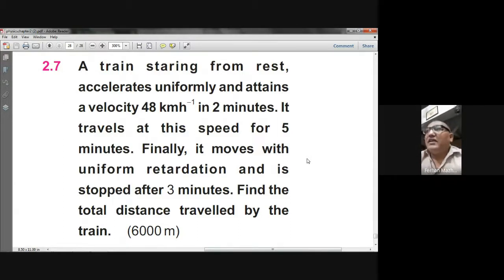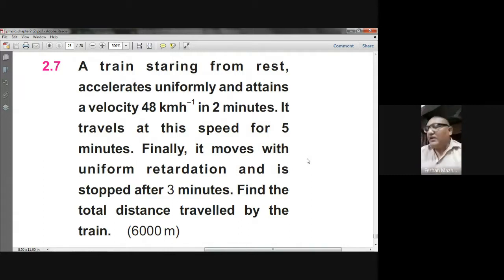It travels at this speed for 5 minutes. So now he's talking about another portion of the travel. It continued traveling with that speed, 48 kilometer per hour, for 5 minutes. Finally, this is the third portion: it moves with uniform retardation and stops after 3 minutes. Its speed gradually decreased, and in 3 minutes it came to rest. Find the total distance traveled by the train.